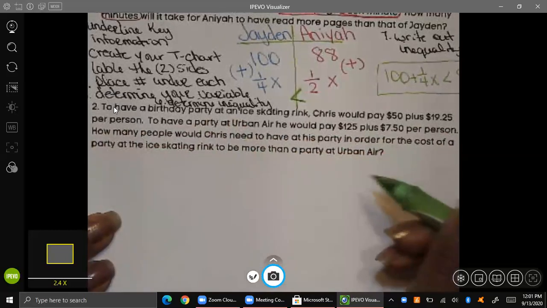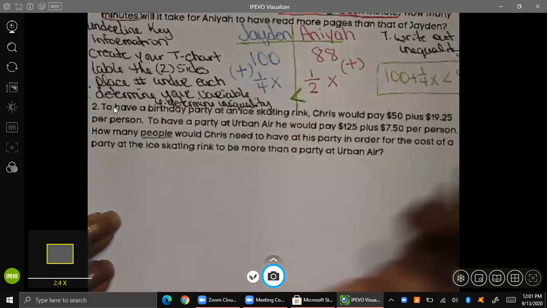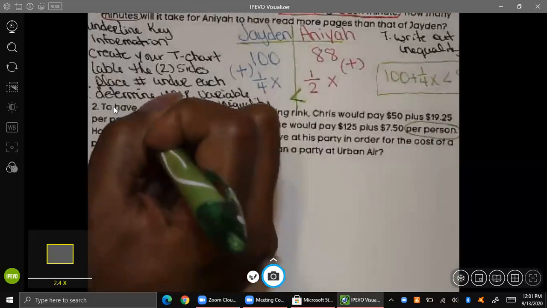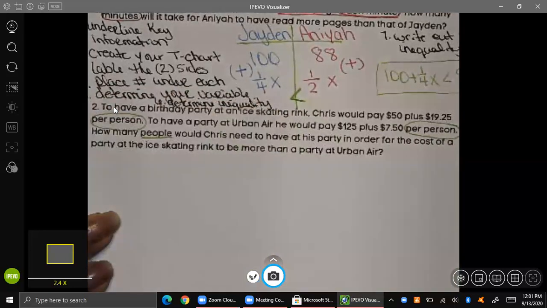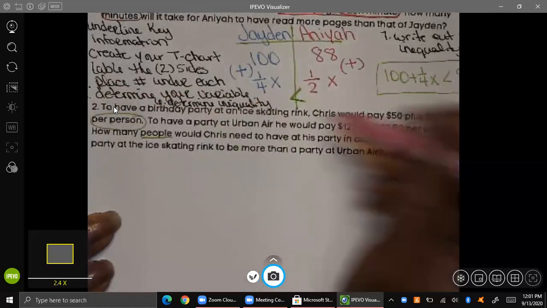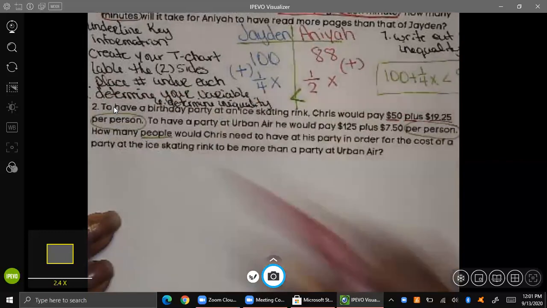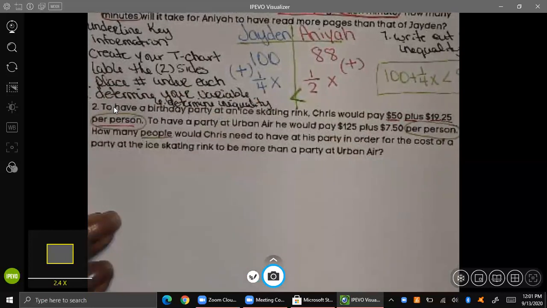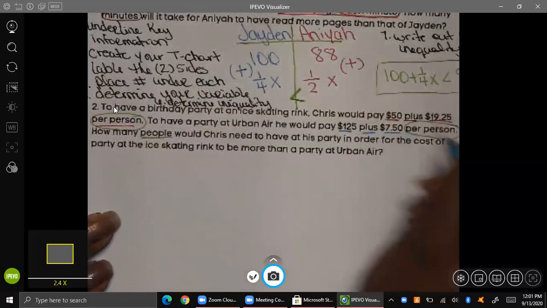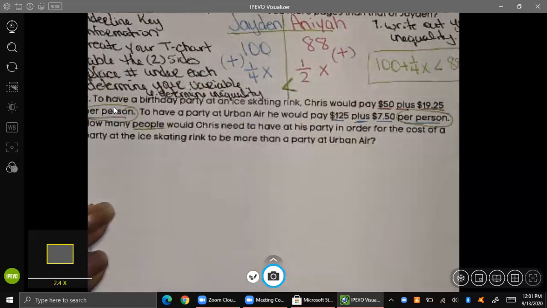So the question is asking us about how many people. So we're going to go ahead and circle that per person because that's where our variable is going to be. We have the ice skating rink, which would be 50 plus 19.25 per person. And then we have Urban Air, which is 125 plus 7.50 per person. So I'm going to go ahead and underline my keywords.